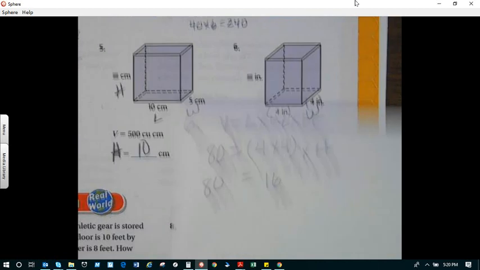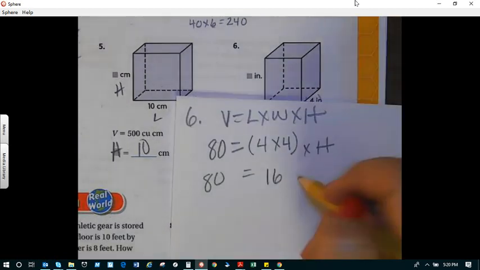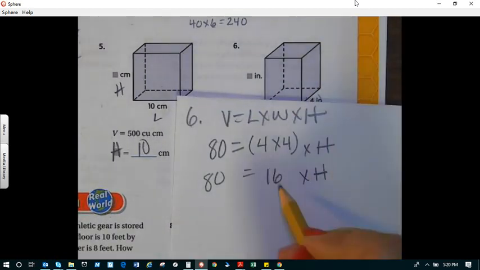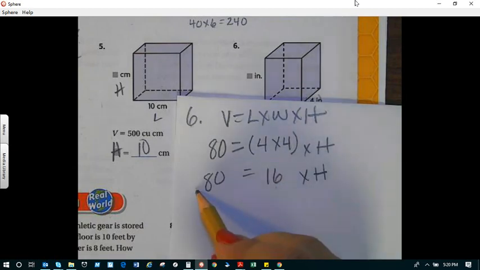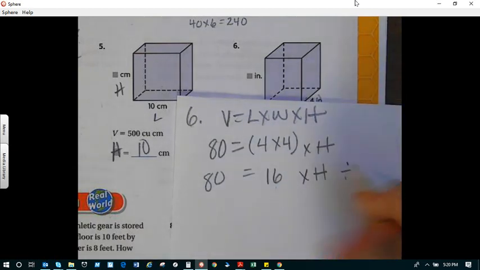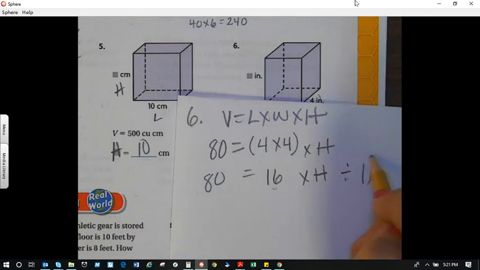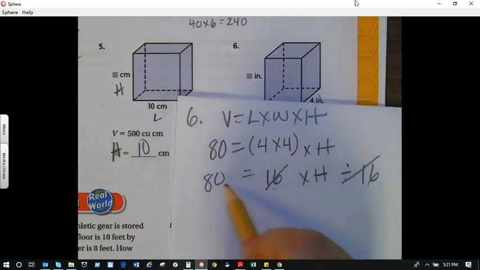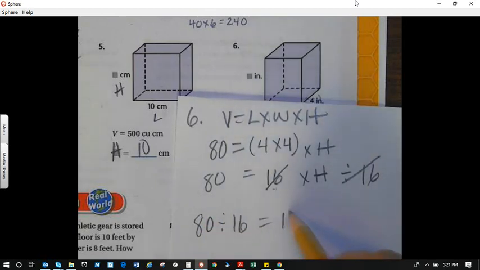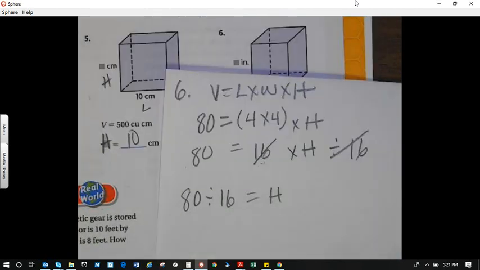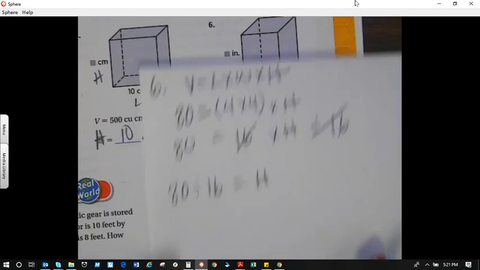All right. So I'm going to bring this down height. I need to move my 16 over to the other side. In order to do that, I need to do 16 divided by 16 equals 1. Cross that out. And here I'm going to have 80 divided by 16 is going to equal my height. All right, let's do the long division. And let's see how tall this rectangular prism is going to be.